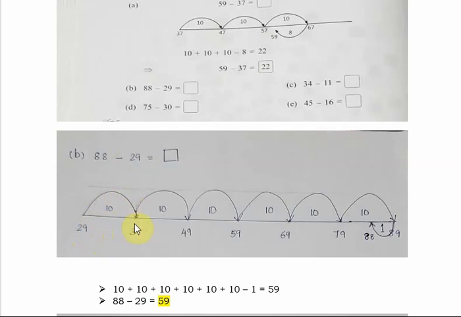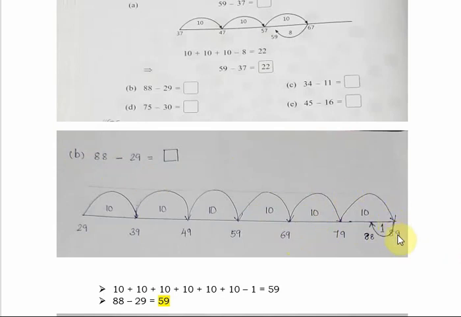So with the first jump of 10 we reach 39. We are making jumps of 10. So by the second jump we will reach 49, and on the third jump we reach 59. Next jump we reach 69, next jump we reach 79, and on the next jump we reach 89. 89 is near to 88, so we stopped there at 89.